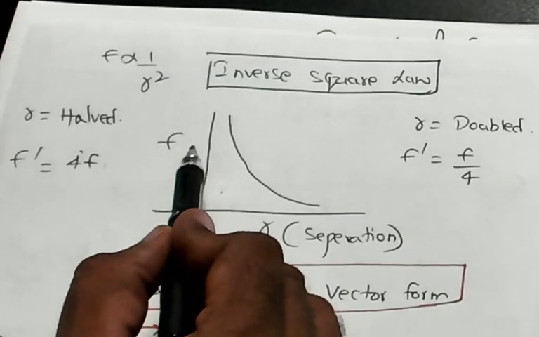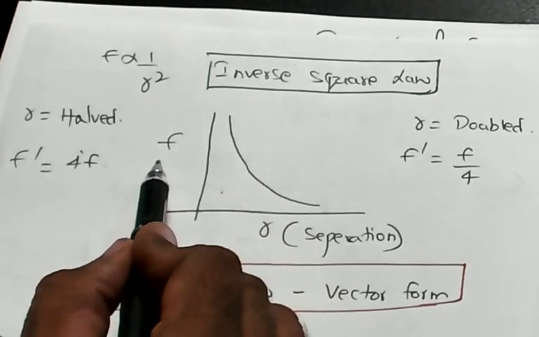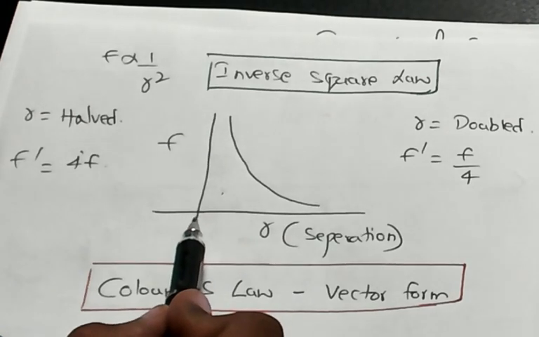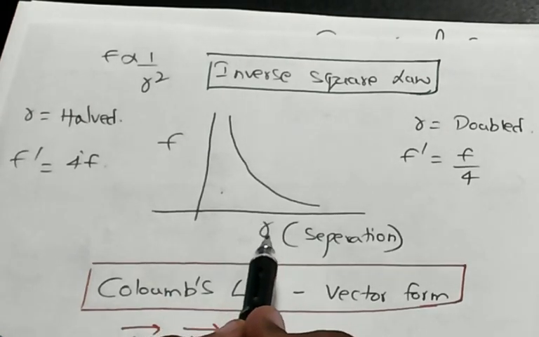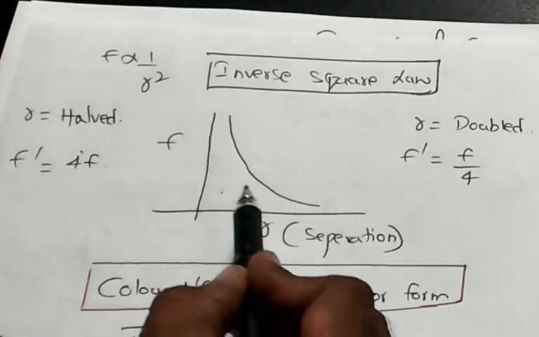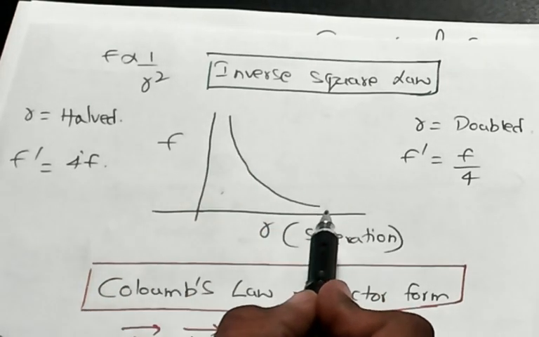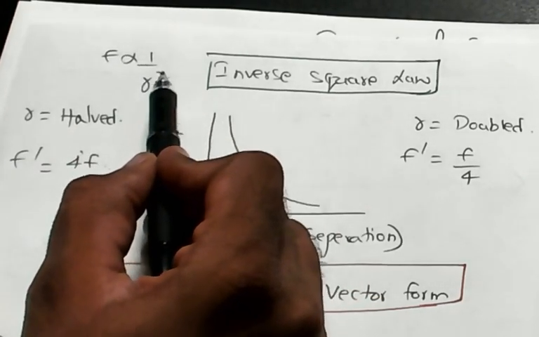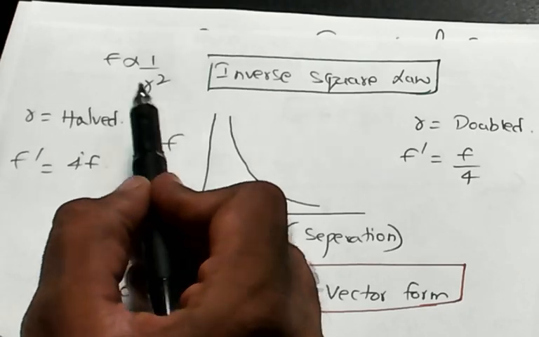अगर आप y axis के ऊपर F लिए, force को लिया, you have taken the force on the y axis. You have taken R, the distance separating them, on the x axis. Then typically the graph will be like this. So that is force is proportional to 1 by R square is what you should remember.